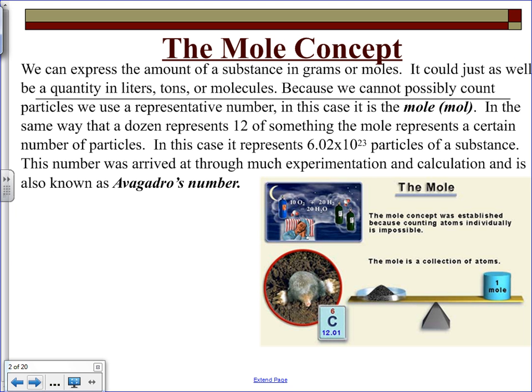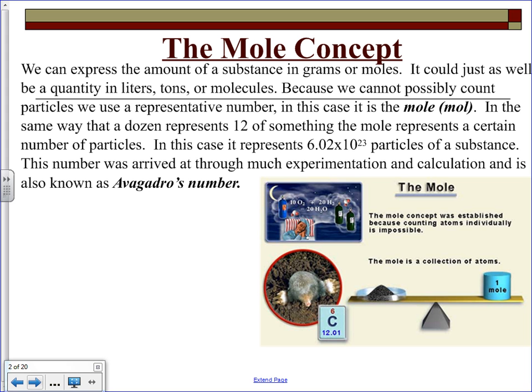Okay, so we can express the amount we have of something in a few ways. We can say we have this many grams of it, or we can say there's this many particles of it, or more often than not, how many moles there are. In a balanced equation, those coefficients that we put in represent moles.